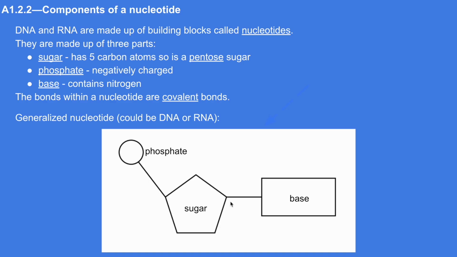Now, the bonds within the nucleotide are covalent bonds. This is a picture of a generalized nucleotide. You should be able to draw this. Make sure that you draw a pentagon with a point facing up, sort of like a little house, and the walls of the house pointing in towards the bottom. The base needs to be bonded to this exact point on the pentagon, as does this bond that leads to the phosphate. This one should go up at this angle, while this one is horizontal across to the side.